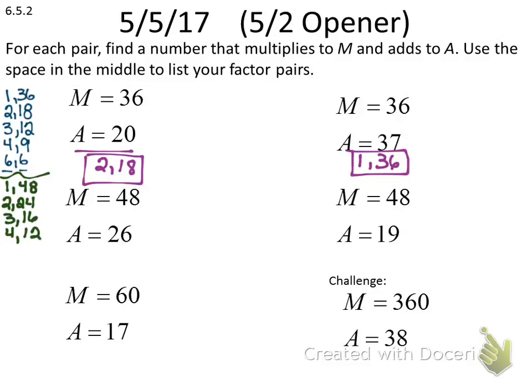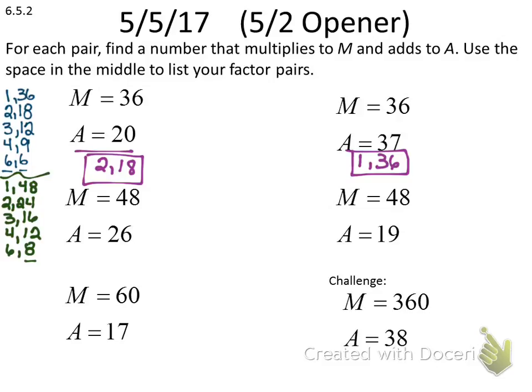5 times what gets me to 48? 6 times what gets me to 48? 6 and 8. 7 times what gets me to 48? 8 times, well, I'm repeating so I can stop. Okay, so I found all my factors. I found everything that I can multiply together to get 48. So I found my M.